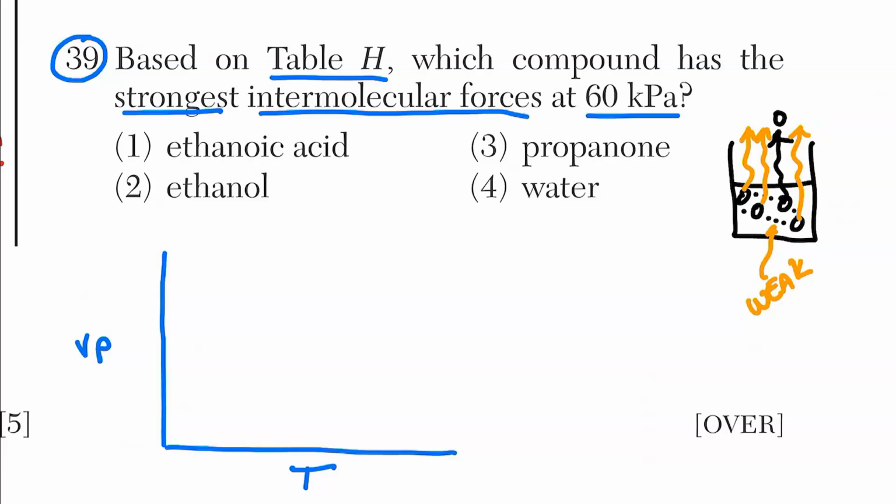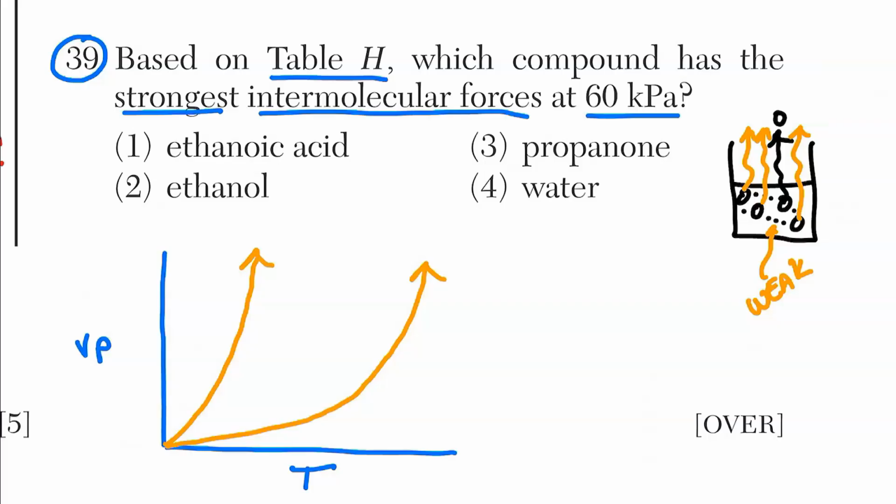So if I'm looking for something that has a weak intermolecular force, if I give it a little heat, the vapor pressure should climb up really fast. Those that have stronger intermolecular attractions would need a lot of temperature, a lot more energy to climb their vapor pressure or their rate of evaporation. So which one has the strongest intermolecular forces?